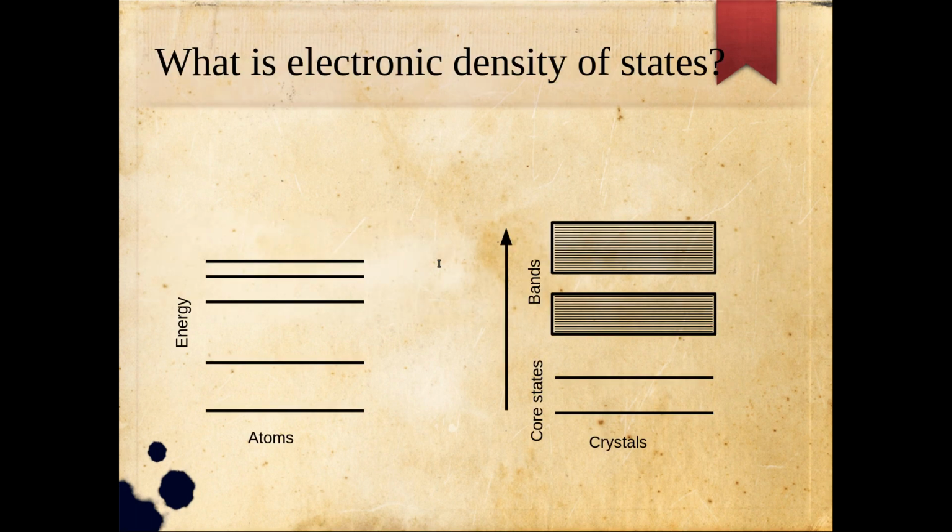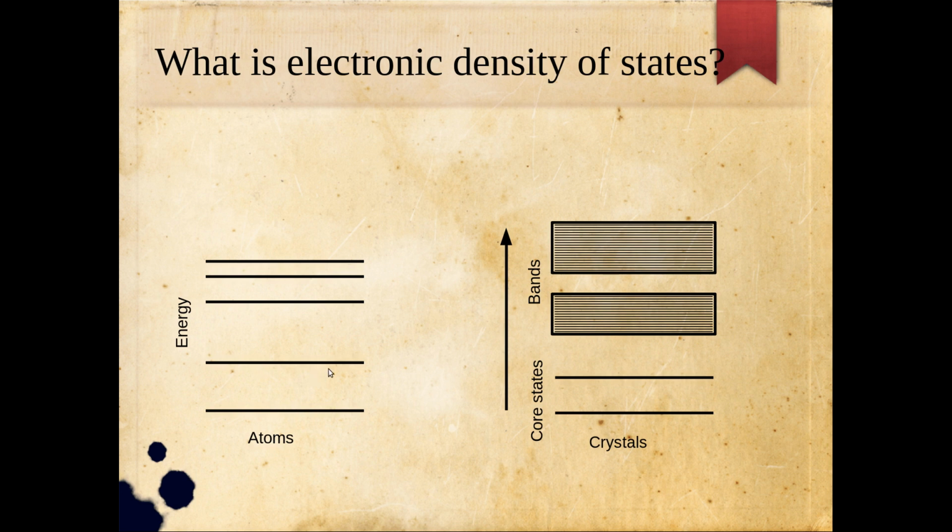So what is electronic density of states? This is the important question which as a student or as a beginner you may have. When you talk of atoms, in atoms you have electronic energy states which are discretized, and discretization is a very fundamental characteristic of quantized systems. So atom is one such system. You have the states at particular energy values.